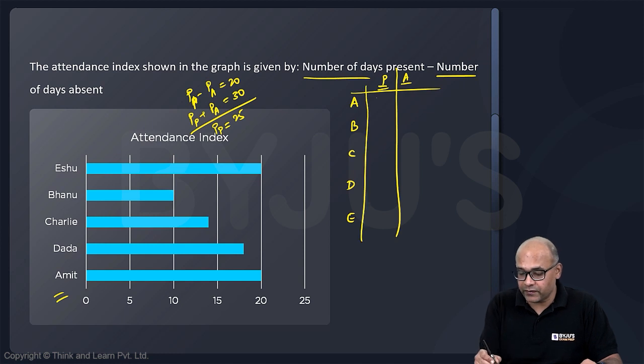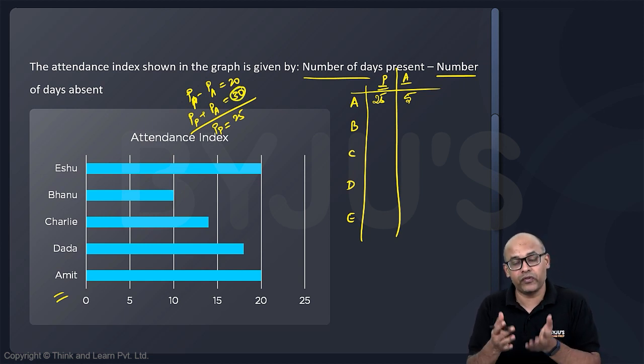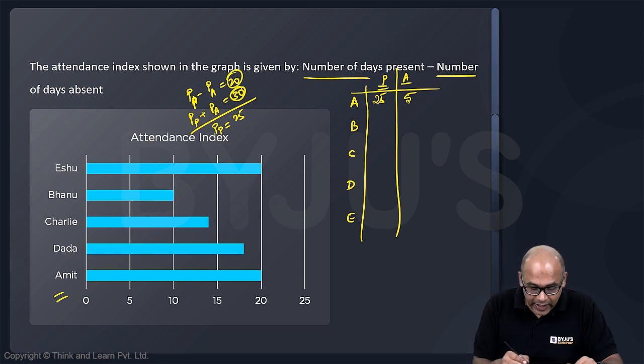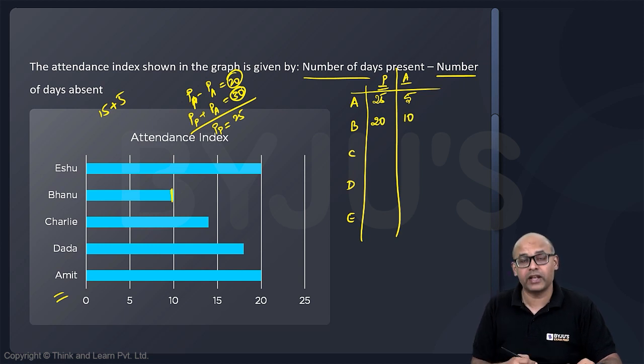So if I say present and absent, I can make a table like this very quickly. So A will be present for 25 days, and therefore absent for 5 days. The logic is very simple. Whatever this is, 30 by 2 is always going to be 15. Add half of this 20. Next, if you look at B, B is 10. So 15 plus half of 10, which is 5. So B is present for 20 and absent for 10. You can see now the difference will be equal to 10.